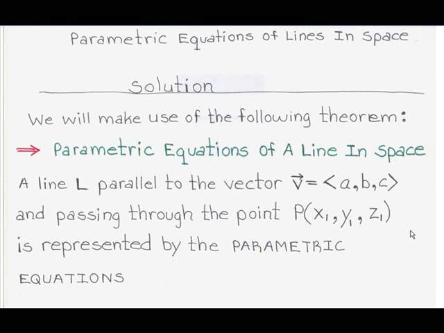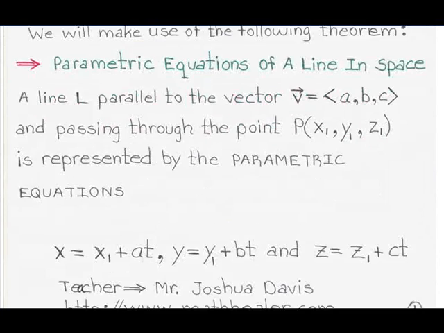Parametric equations of a line in space. A line L parallel to the vector V = <a, b, c> and passing through the point P(x1, y1, z1) is represented by the parametric equations. Let me read that one more time before I pull it up and show the parametric equations. We will make use of the following theorem. I will pull this up a little now.